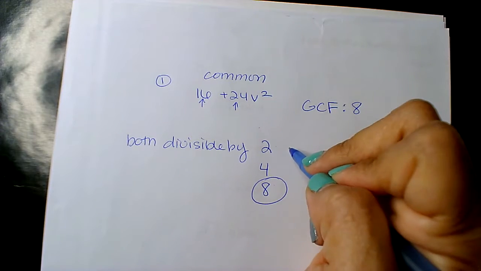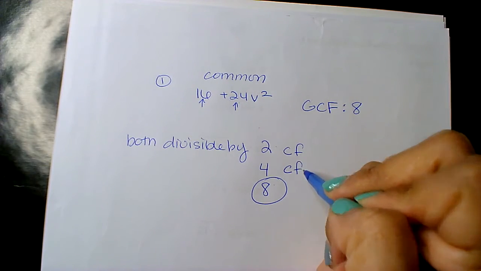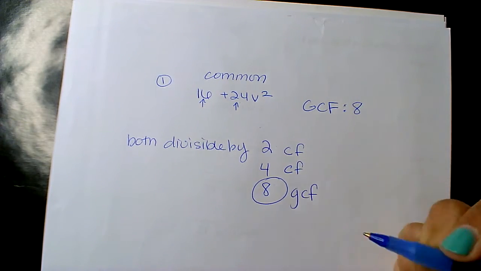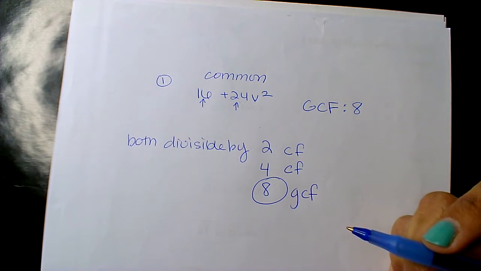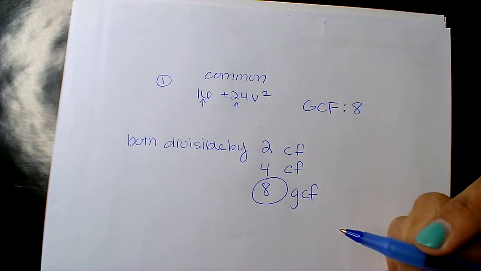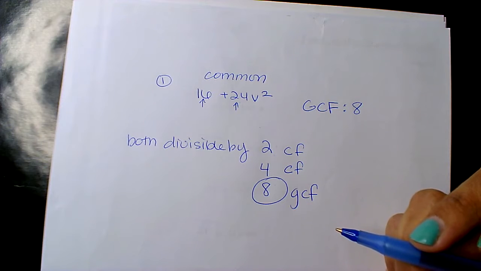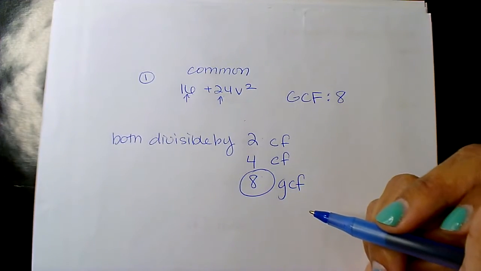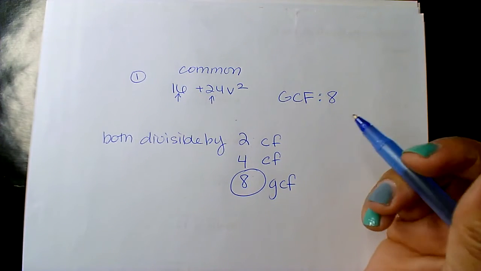2 and 4 are called CFs, common factors. This is the greatest common factor. You're really good with this. You're able to recognize the common versus the greatest. The only thing you have issues with is finding it sometimes.